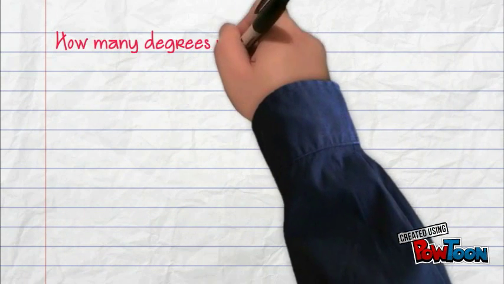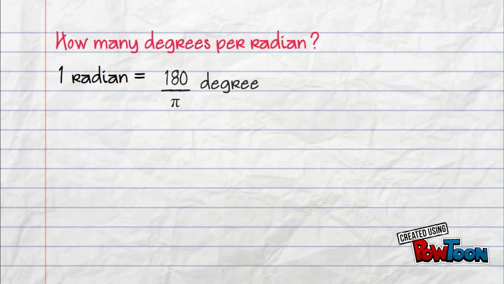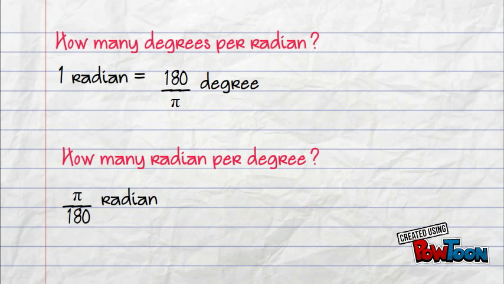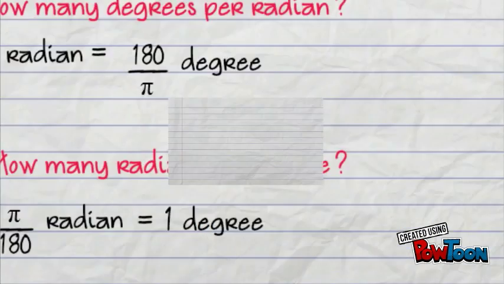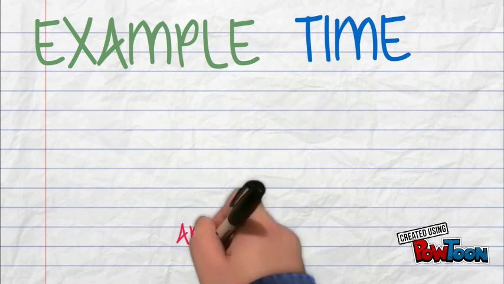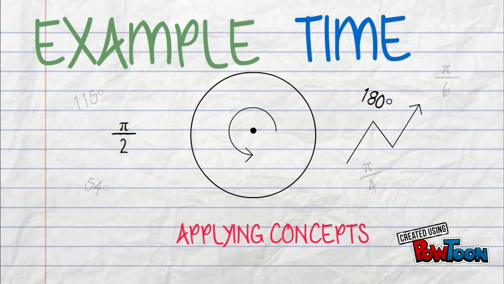So our first two formulas come in with how many degrees per radian, and it's 1 radian equals 180 degrees over pi. The second one is how many radians per degree, and it's pi divided by 180 radians equals 1 degree, and we'll be using this quite often. So now that we have our two formulas, I think it's example time, applying concepts of radian to degree and degree to radian.